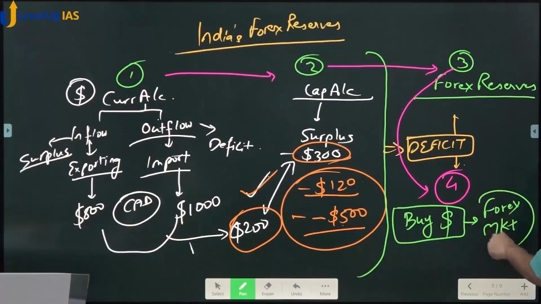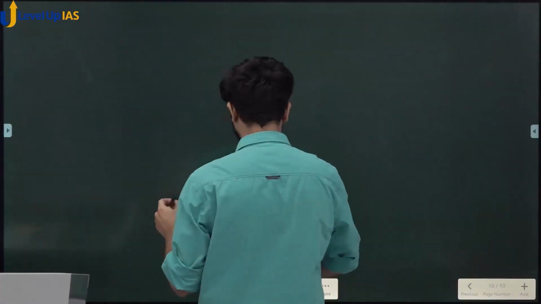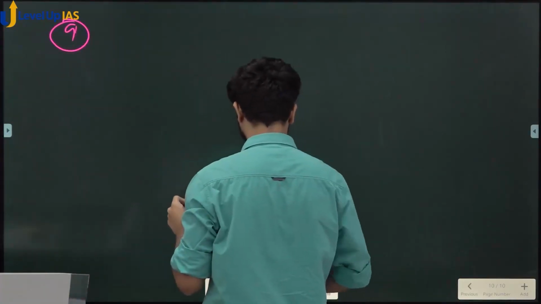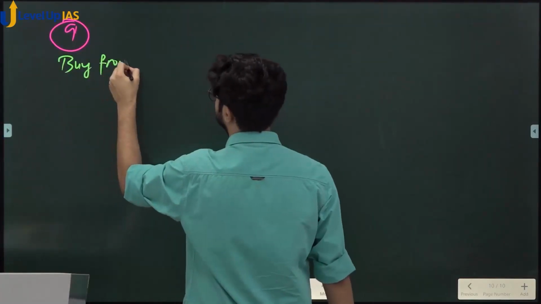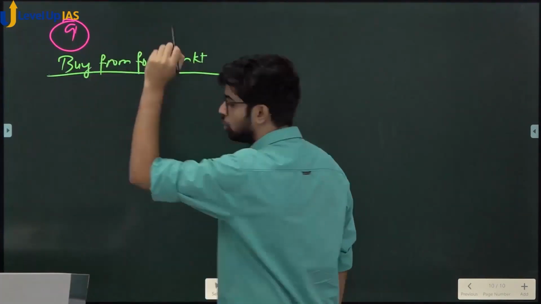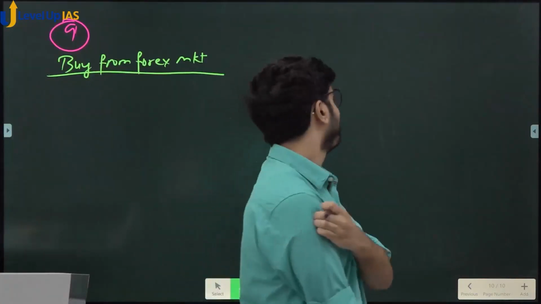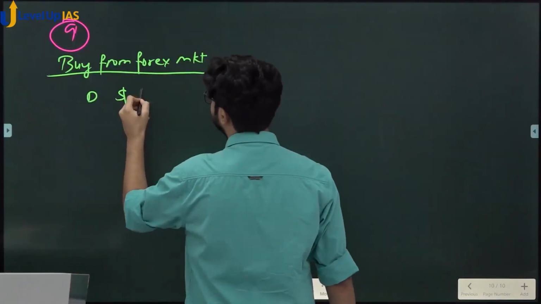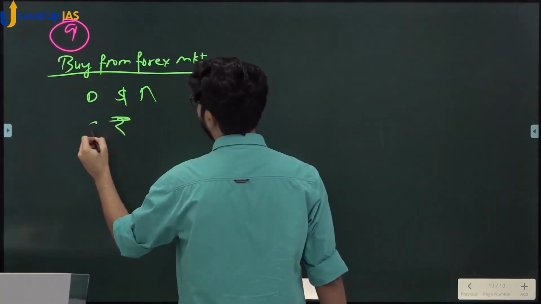Very interesting. Now, when you buy from forex market, what happens when you buy from forex market? Can anyone try to take a guess? Chalo batao. What happens exactly when you buy from forex market? When you buy from forex market, demand for dollar goes up, and kya dena padega? We will have to sell rupees. So supply of rupees goes up.